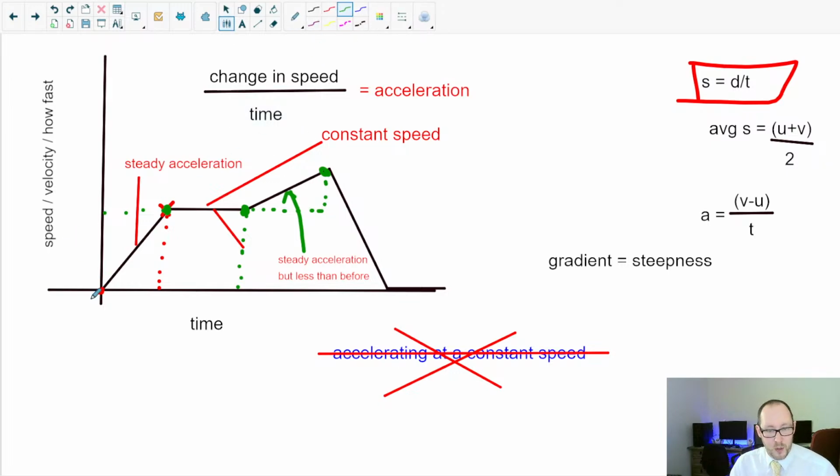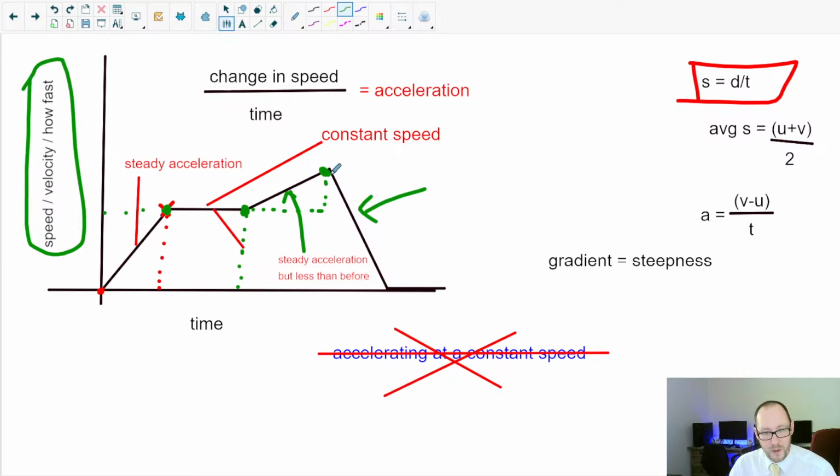Right, so notice that we had the same shape, but we had very different things happening. Where it was at rest before is now constant speed. Where it was constant speed, it's now steady acceleration. Okay, because we've changed what's on our y-axis. This bit, we start with a high speed and we end up with a low speed.